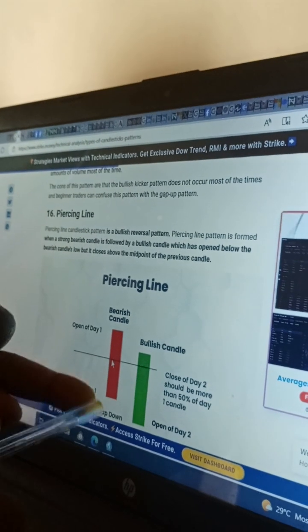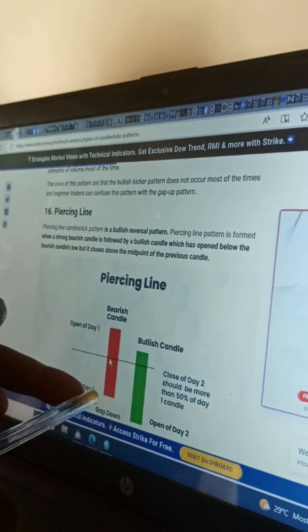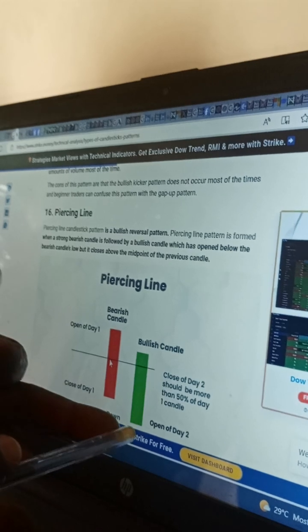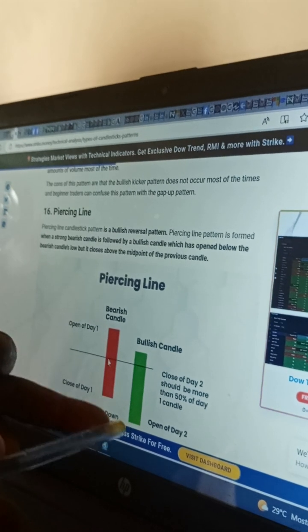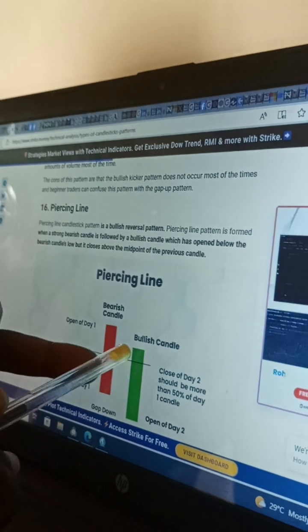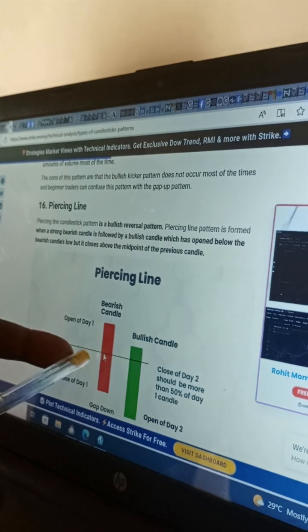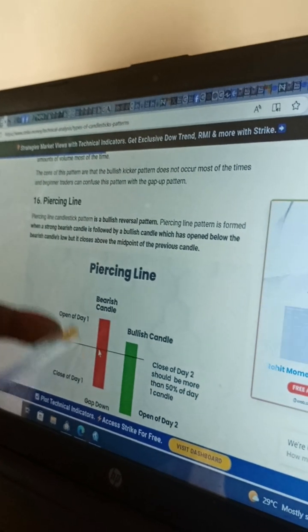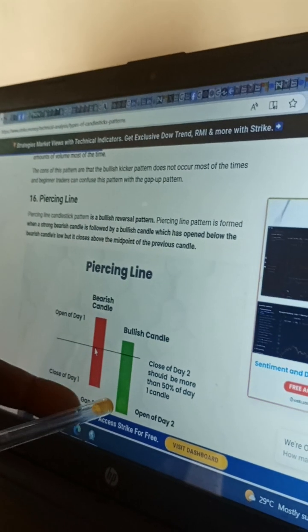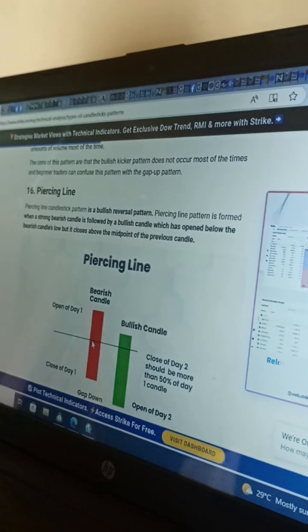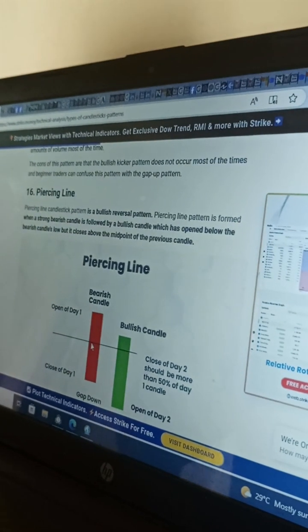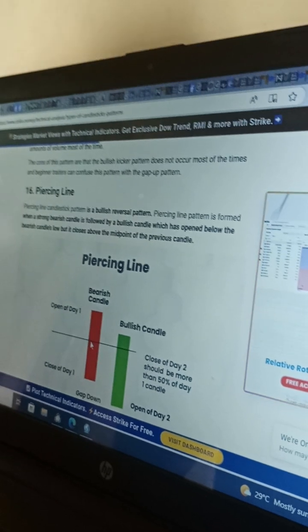Now we are in a downtrend. This is a bearish candle. Now a bullish candle opened below it. You understand? It opened below, but it ended above the middle of this bearish candle. The bearish candle, another candle opened below it, but it ended above the middle. So once you see this, you know this is a piercing line, and that indicates that the trend is about to do what? Go up.